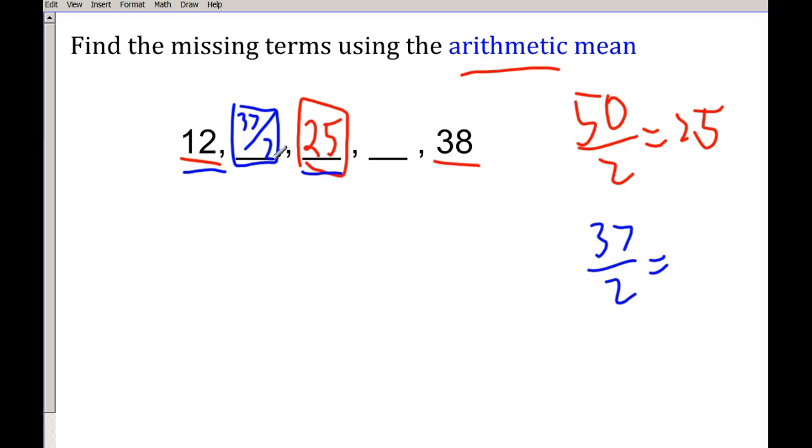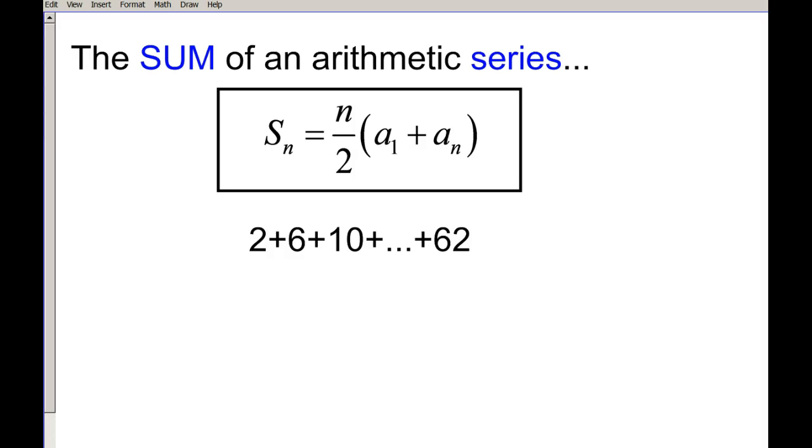And then the last two here, to find this arithmetic mean, you're going to average these two numbers. That's 50, that's 63. So 63 over 2, or I guess if you wanted to find that, that would be 31.5 you could write as well. So that's kind of a quick way of getting those missing numbers if you don't want to use the formulas as much. There's another formula.